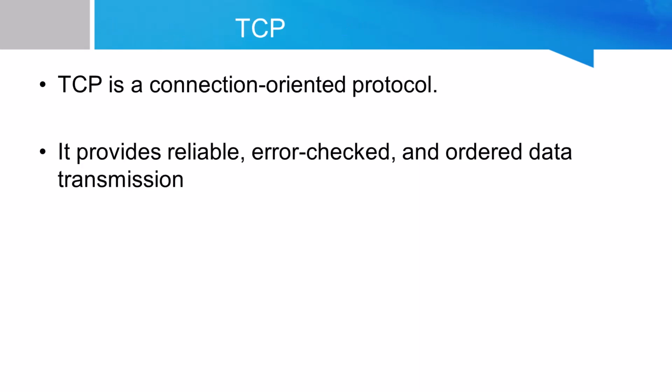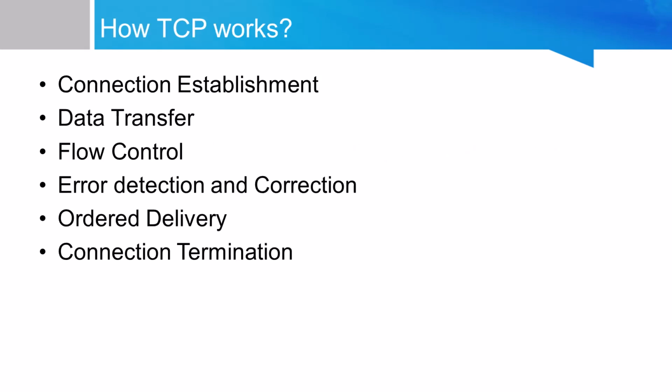Now TCP. TCP is a connection oriented protocol, which means a predetermined virtual path is established between sender and receiver before starting the transmission. It provides reliable, error-checked and ordered data transmission. How does TCP work? Connection establishment, data transfer, flow control, error detection and correction, ordered delivery, and finally connection termination. This is how TCP works.